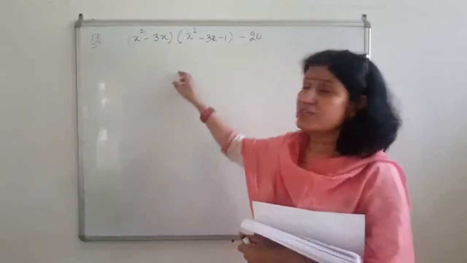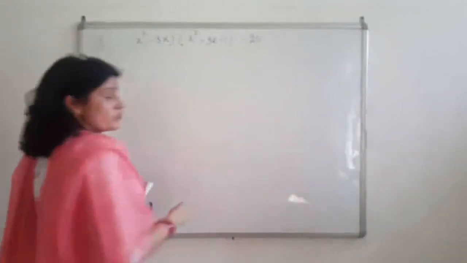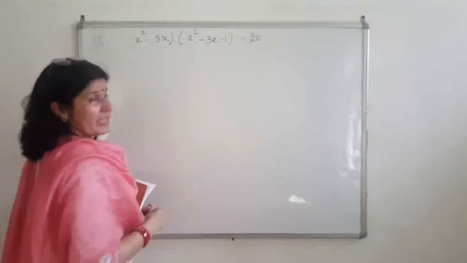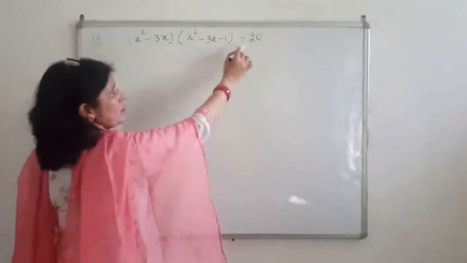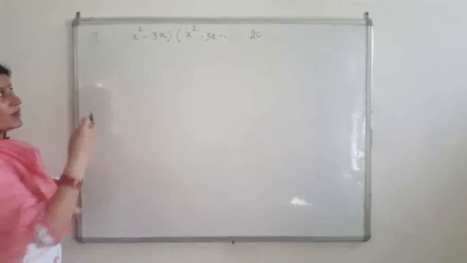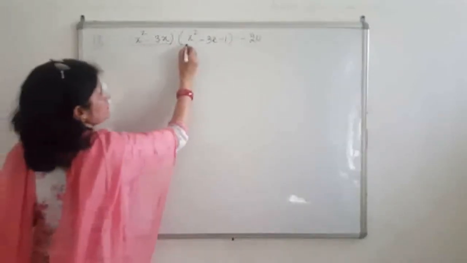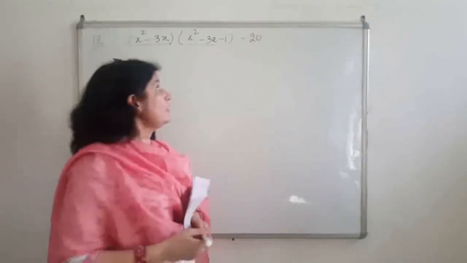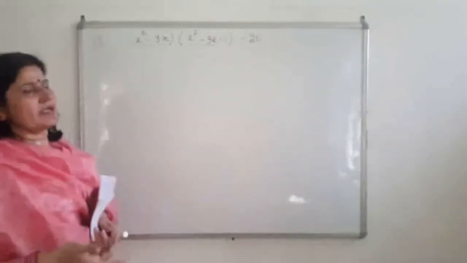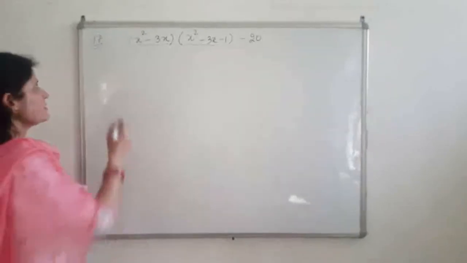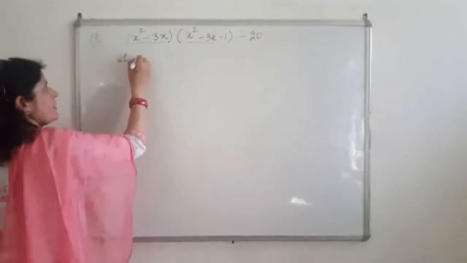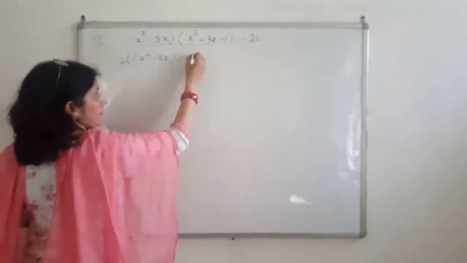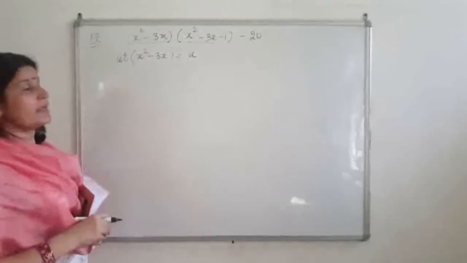Now we will do question number 17. In this question, the statement is given like this: x square minus 3x into x square minus 3x minus 1, minus 20. Now what is common between them? These terms. So this term we can substitute by another variable. We will not take x; we can take y, a, b, any variable. So let x square minus 3x equal a, because x is already there, you can't take x.